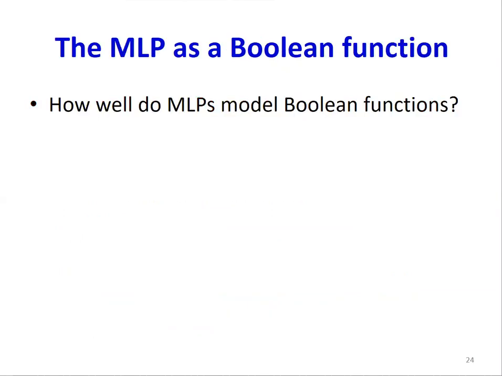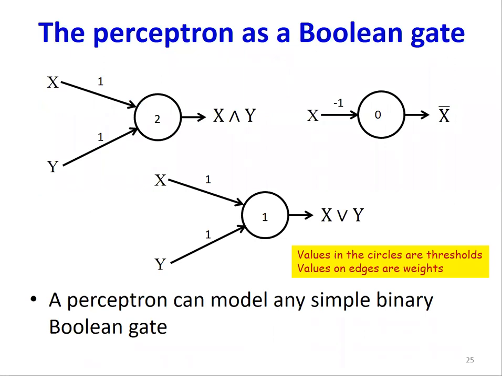So let's look at this first. How well do MLPs model Boolean functions? Now, we've already seen that a perceptron can model any simple binary Boolean gate. So we saw in the last class that this guy is, what was this one? Anyone remember? That's an AND, right? And this is a NOT, and this is an OR. So this is an individual perceptron.